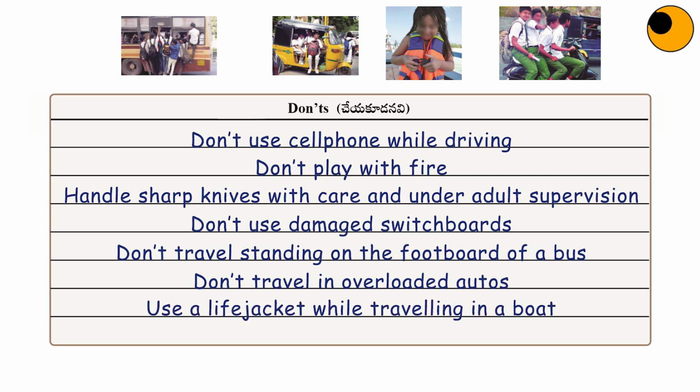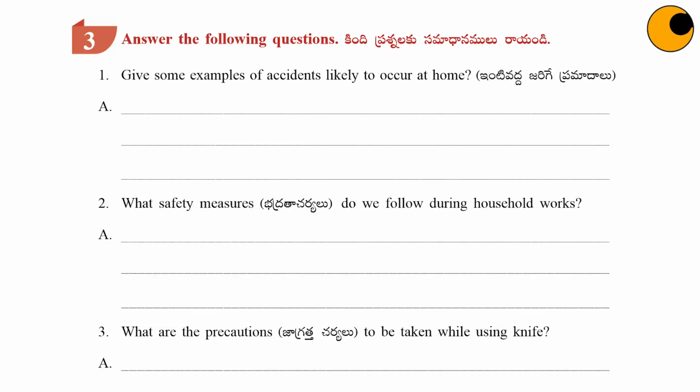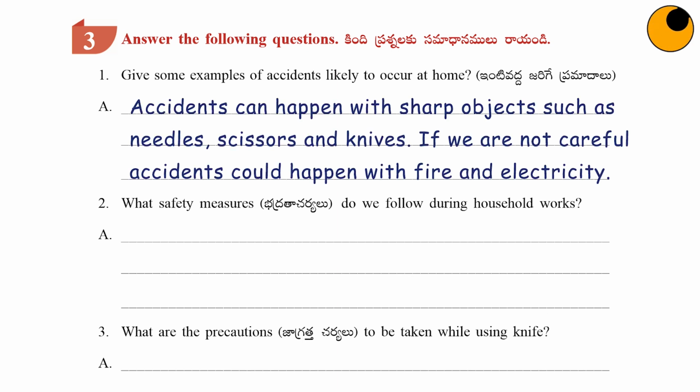Use a life jacket while traveling in a boat. Don't triple ride on a two-wheeler. Answer the following questions. Give some examples of accidents likely to occur at home. Accidents can happen with sharp objects such as needles, scissors, and knives. If we are not careful, accidents could happen with fire and electricity.